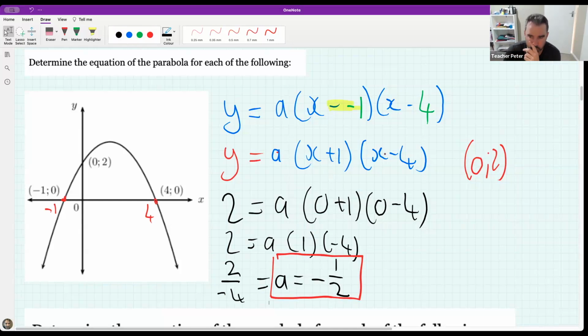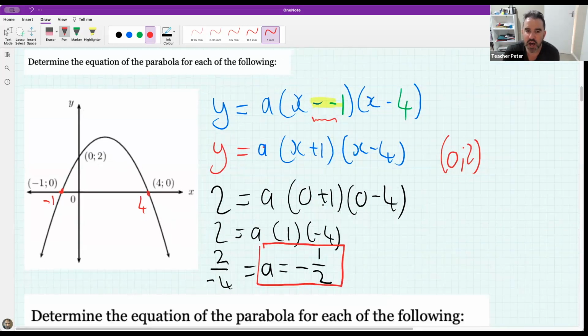So I took the point (0, 2). I put the 2 for the y and the 0 for the x. But then what might have caught some of you is minus 1 is plus 1. Okay, so that's the one thing. And then 0 minus 4, okay, that's that. 2 over minus 4, yep, it's minus a half.